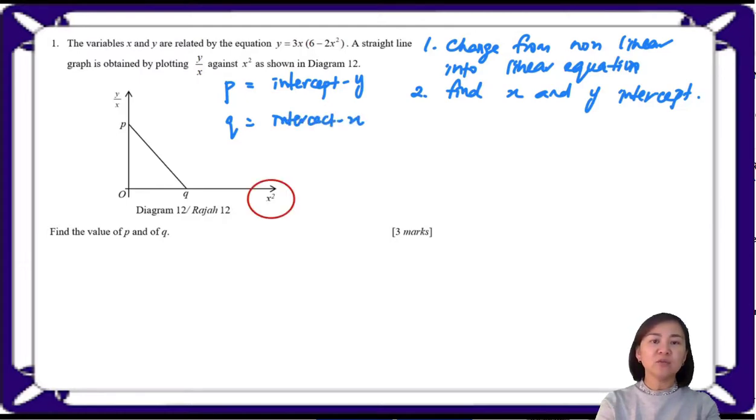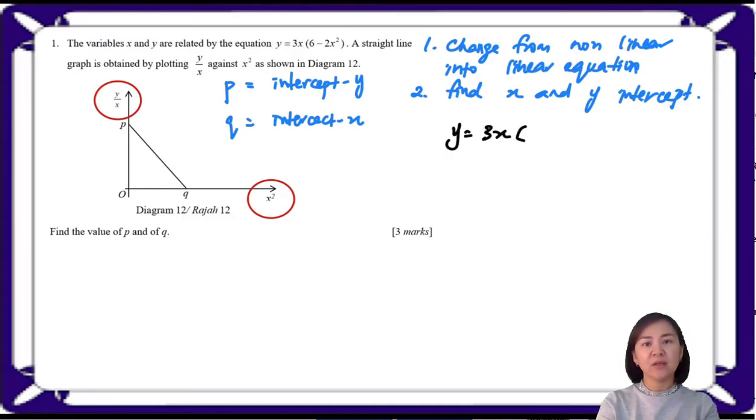To continue answering this question, the first thing we have to look at is the axes of the diagram, which are x squared and y over x, meaning y over x against x squared. To transform the nonlinear into the linear equation, we must change the y into y over x against x squared.